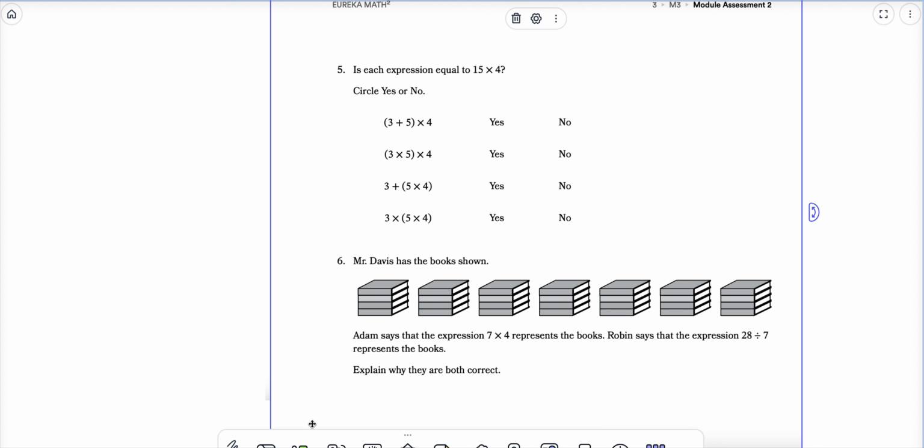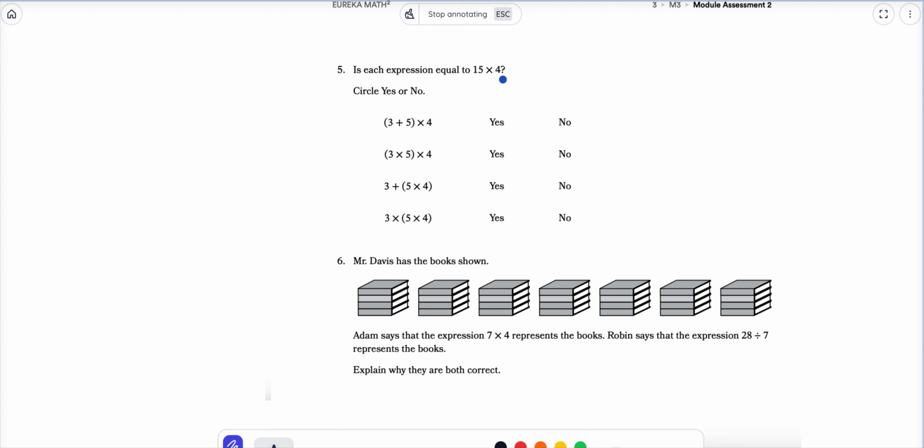It's asking, is each expression equal to 15 times 4? Once again, it's the break apart all over again. 15 times 4 equal. Circle yes or no. Okay? This first one, I need you to be able to explain it to me too.